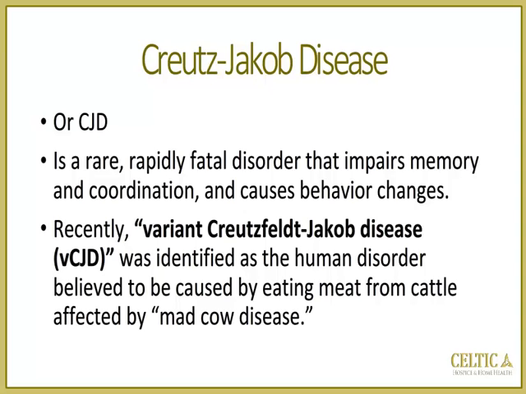Creutzfeldt-Jakob disease, or CJD, is a rare, rapidly fatal disorder that impairs memory and coordination and causes behavioral changes. Recently, variant Creutzfeldt-Jakob disease, or vCJD, was identified as the human disorder believed to be caused by eating meat from cattle affected by mad cow disease.